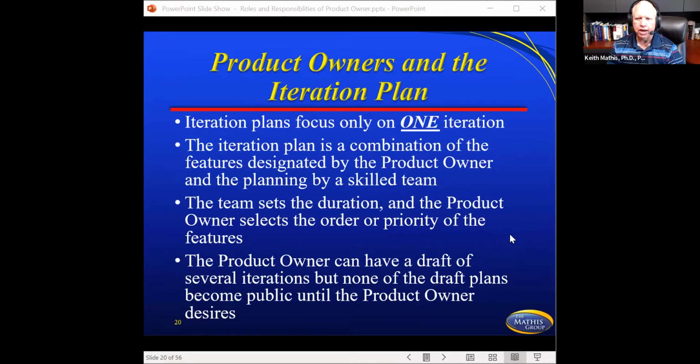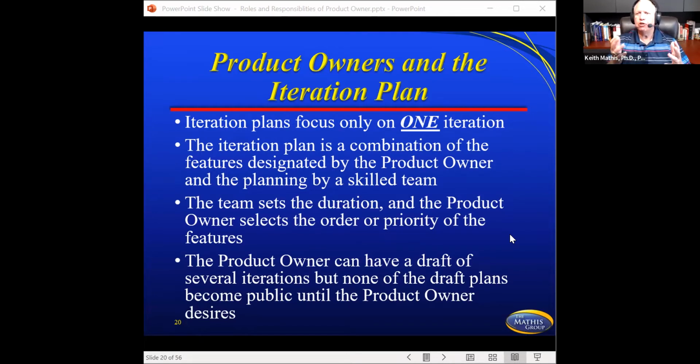Next is going to move into that iteration plan that we're talking about. So this is for one sprint or one iteration. And so this product owner has put the package together of what they want done in that sprint, okay? But the team's going to estimate it, and the team is going to give feedback as you do this. So this team sets the duration, the product owner selects the order or priority.